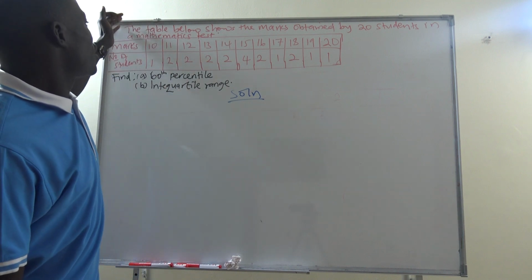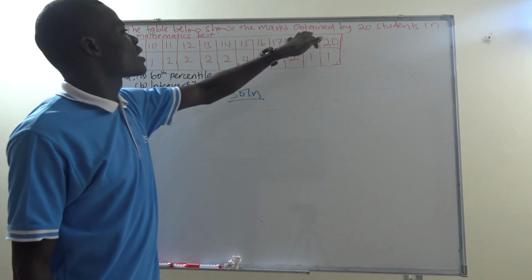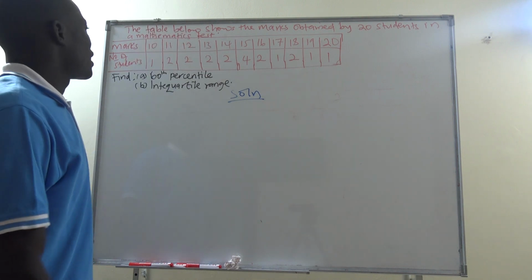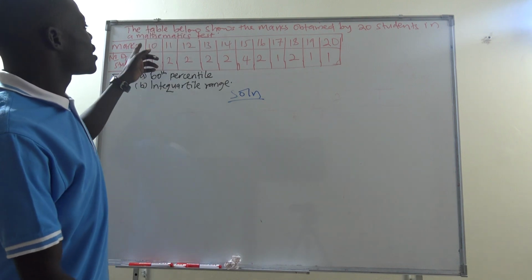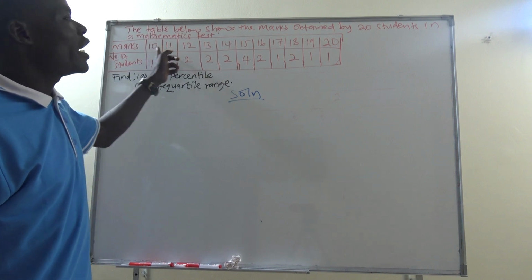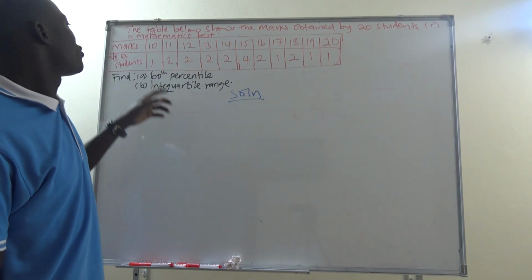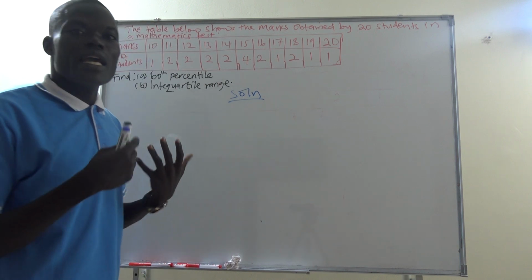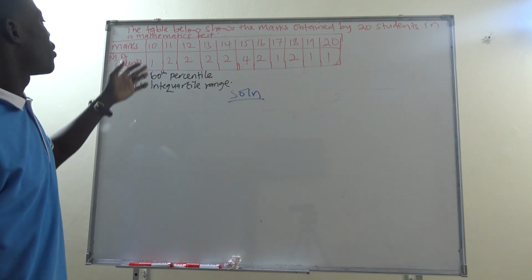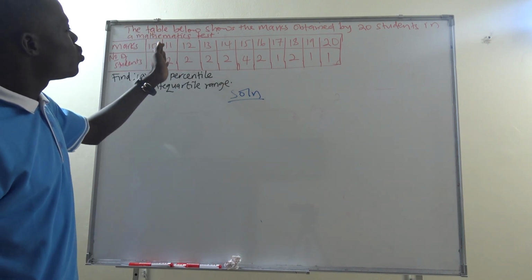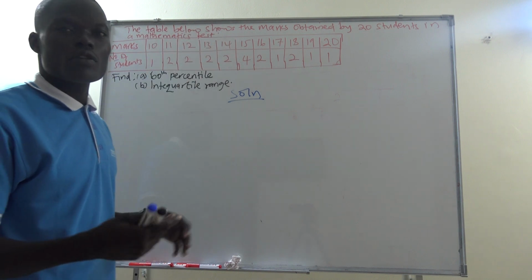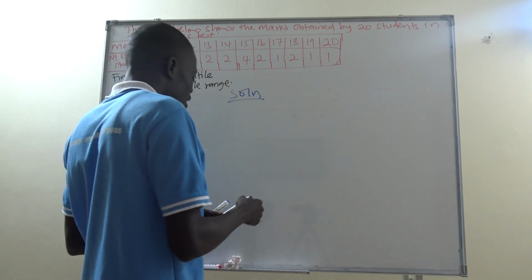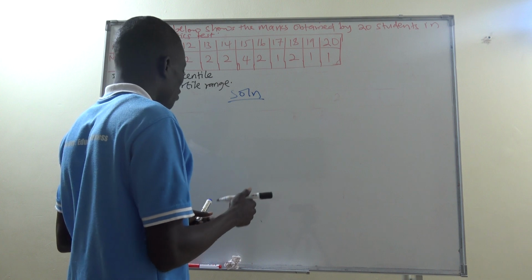So now we have this question: the table below shows the marks obtained by 20 students in a mathematics test. There are 20 students. Marks obtained range from 10 up to 20, and the number of students is distributed according to the marks they obtained. They found that one student had 10, and from 11 up to 14 all of them had 2. We can show them in our frequency distribution table.